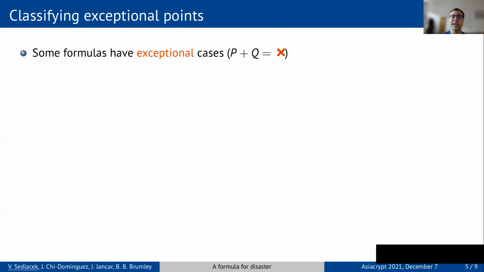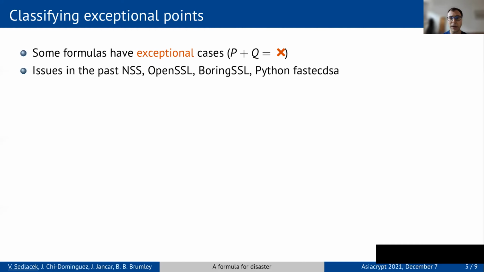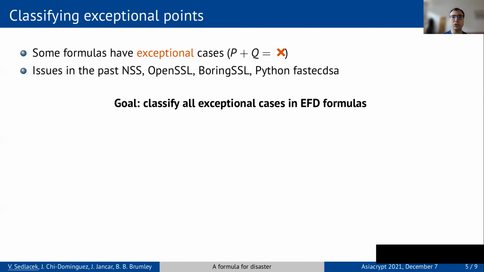The thing is that some formulas have exceptional cases, meaning there exist points that, when you add them using the formula, will give you the wrong result. And in the past, this has really been quite an issue in several big cryptographic libraries. So one of our goals was to try to classify all possible exceptional cases in the EFD formulas.